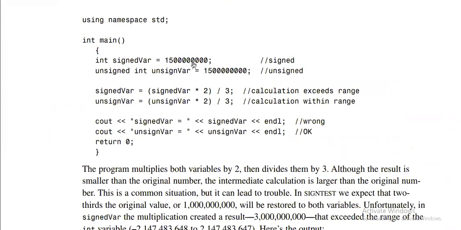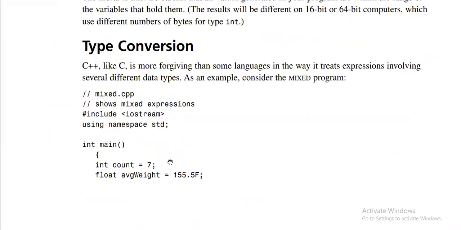So there are some examples of signed unsigned. We'll skip this for now. Now, the next topic is type conversion.